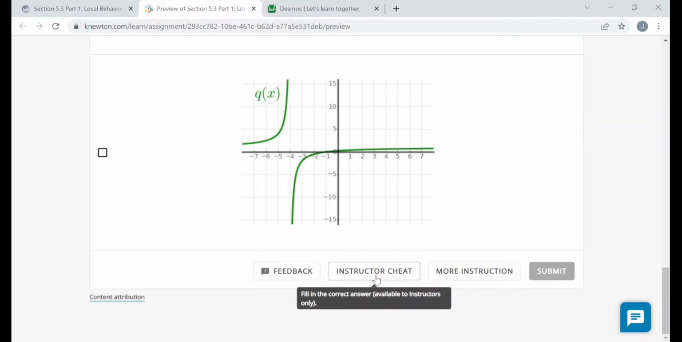It's for instructors only. But you will have a more instruction button. If you're struggling with a topic, click on this. It'll take you to a page with some reading or some videos and give you questions related to the instruction, and you can get through the assignment that way if you wish.